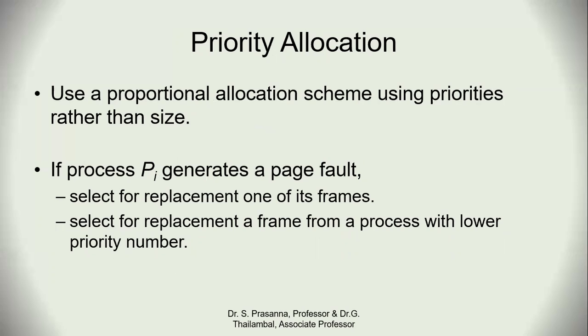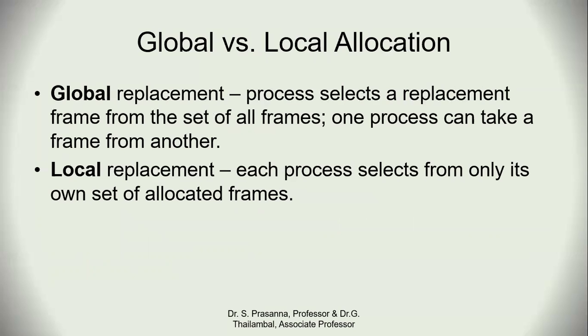And what is priority allocation? Priority allocation is where for each page, you represent a priority value. If the priority is high, that will be allocated. If the priority for a page is low, that will not be allocated. So use a proportional allocation scheme using priorities rather than size. If process Pi generates a page fault, select for replacement one of its frames, or select for replacement a frame from a process with a lower priority number. That is the priority allocation.